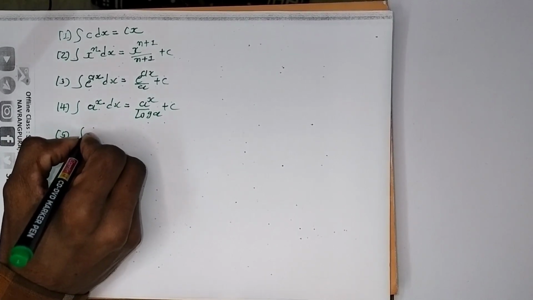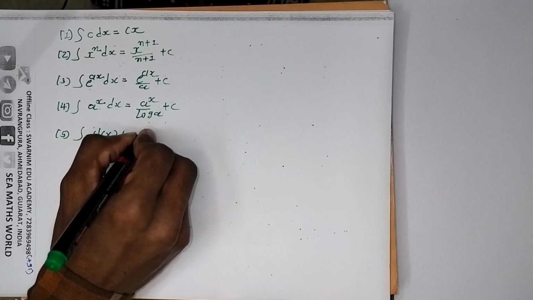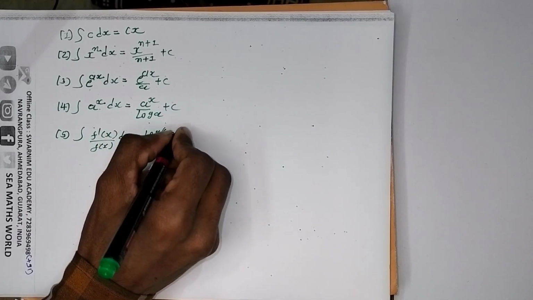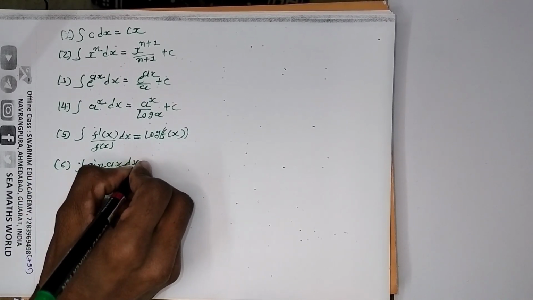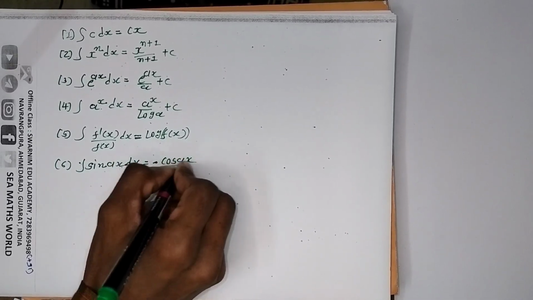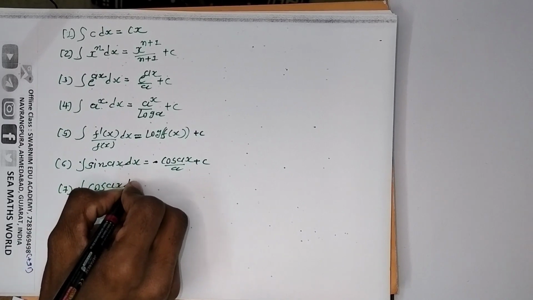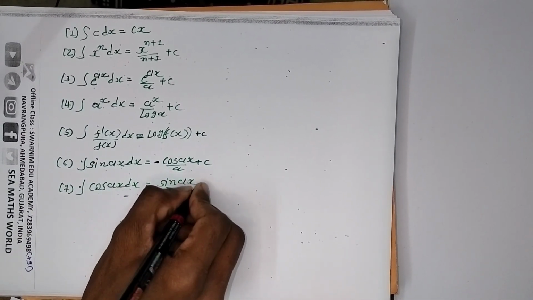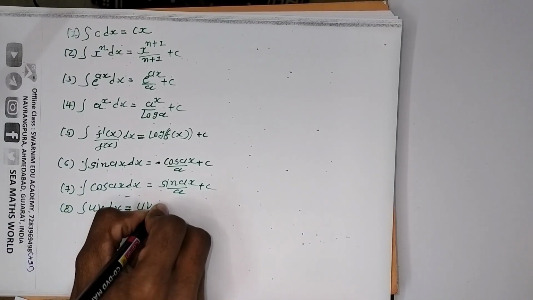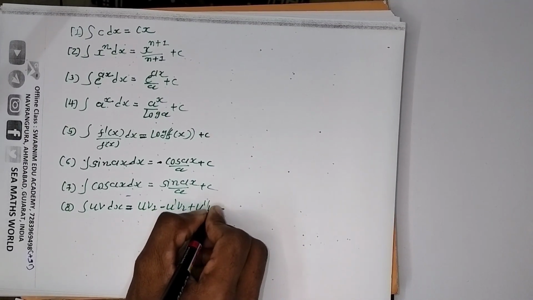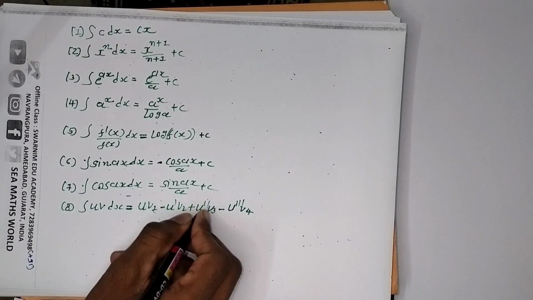Then we have studied integration of f dash x upon f of x with respect to x is log of the division term f of x. Then integration of sin ax with respect to x is minus cos ax upon a plus c. The integration of cos ax with respect to x is sin ax upon a plus c. Then integration of uv is equal to u v1 minus u dash v2 plus u double dash v3 minus u triple dash v4. Use differentiation for u dash, u double dash, and integration for v, v1, v2, likewise.